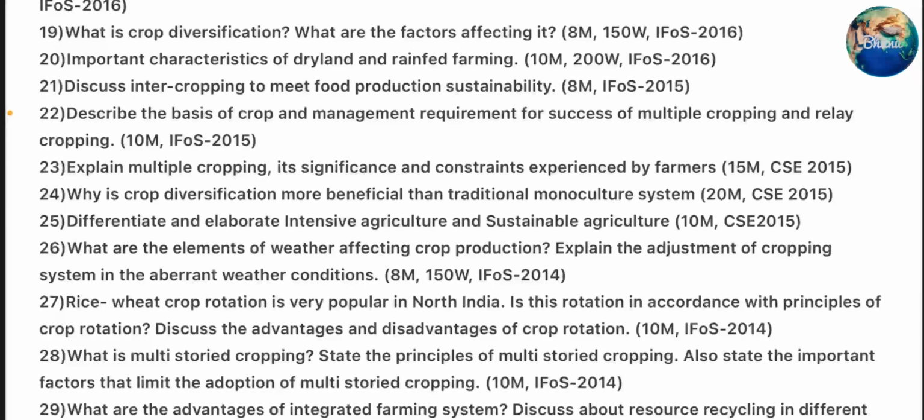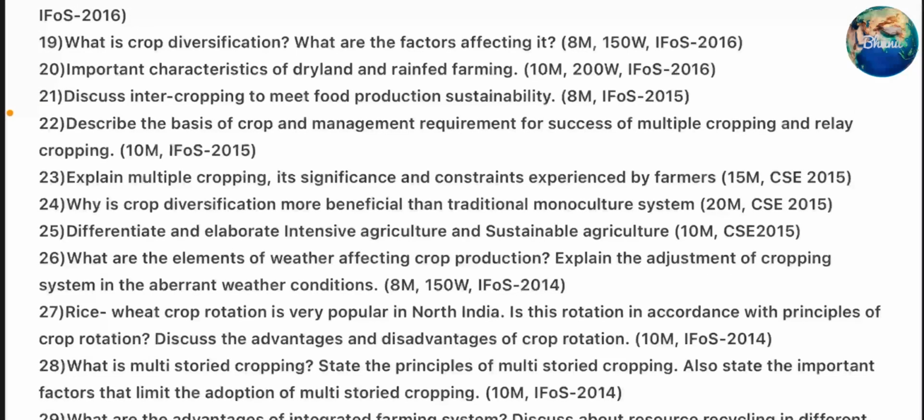Question 26. What are the elements of weather affecting crop production? Explain the adjustment of crop system in the aberrant weather conditions. Question 27. Rice wheat crop rotation is very popular in North India. Is this rotation in accordance with principles of crop rotation? Discuss the advantages and disadvantages of crop rotation.